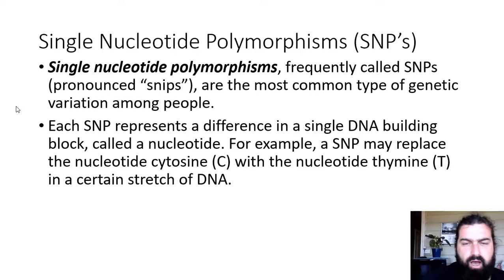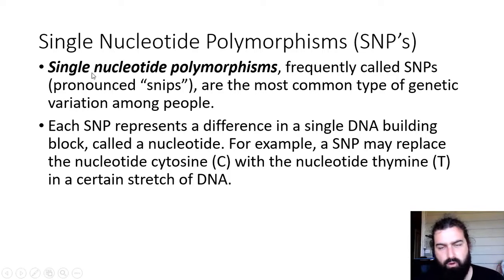Each single nucleotide polymorphism represents a difference in a single DNA building block called a nucleotide. So we've talked about that already. And here's an example. It says the SNP might replace a C, cytosine, with the nucleotide T, or thymine, in a stretch of DNA. We've just changed a base. Could be C to a G, could be A to a T, could be T to a G.